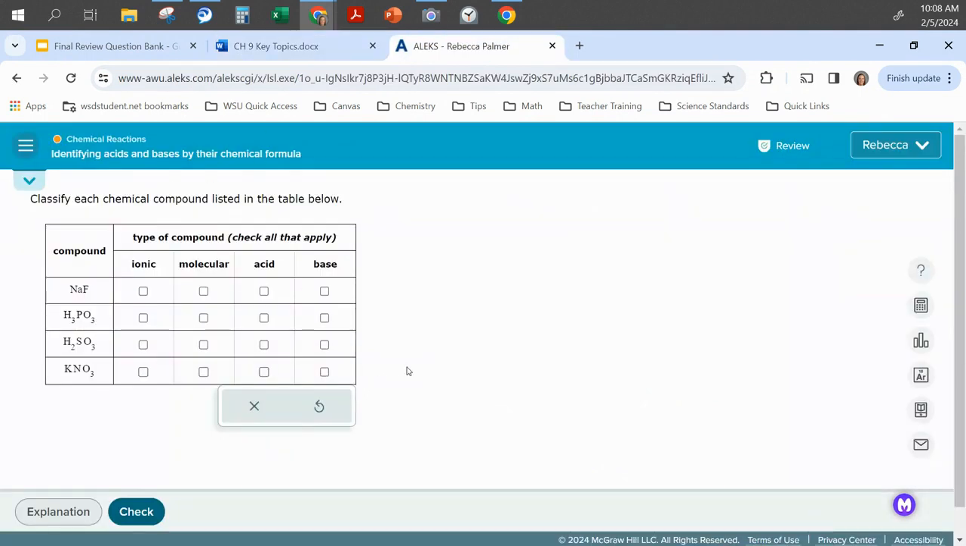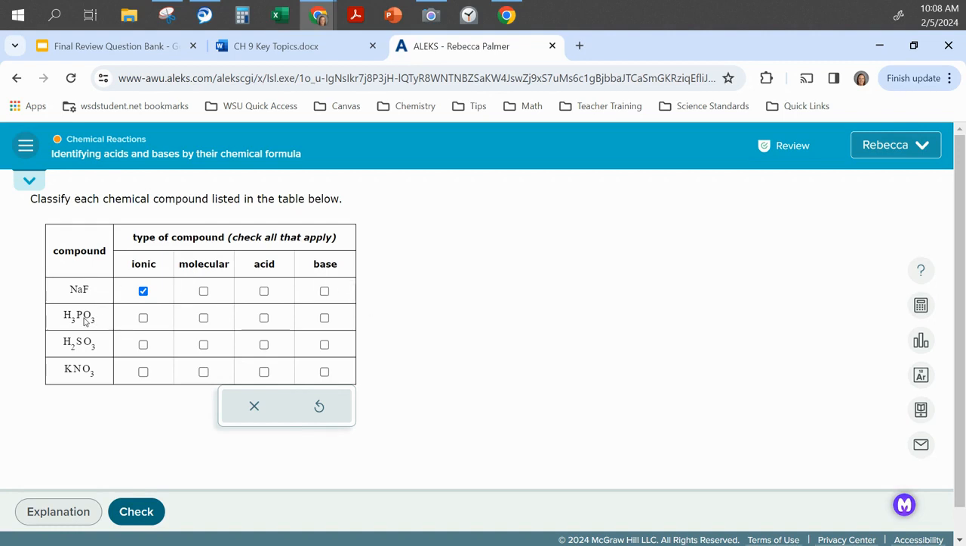Okay, so when I go through this, the first one is sodium fluoride, NaF. Sodium is a metal. Sodium's in the first column. So if it's a metal and a non-metal, then that's ionic. This one is not an acid or a base because there are no hydrogens and there is no hydroxide, OH. So this one's not an acid or a base.